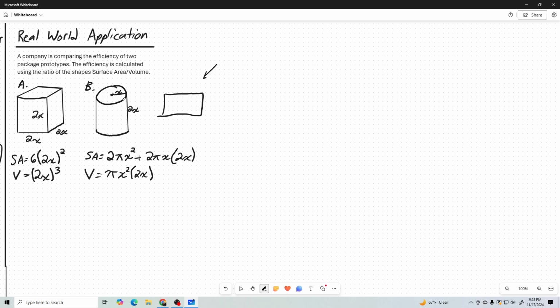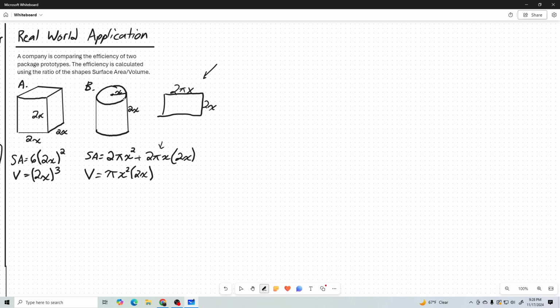It's 2 pi r. So in this case, it's just 2 pi x, right? And if you look, you see 2 pi x is here. And then it's that times the height, right? Which in this case is 2x. So that's why this part here is for the middle piece.